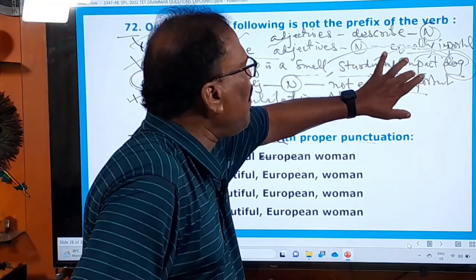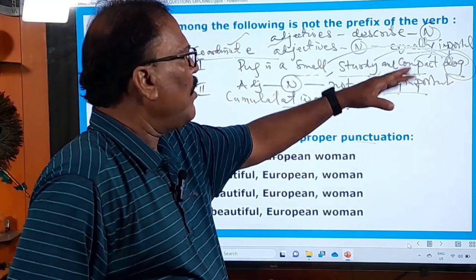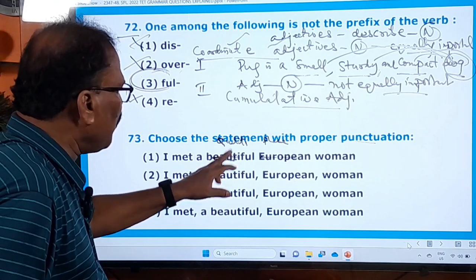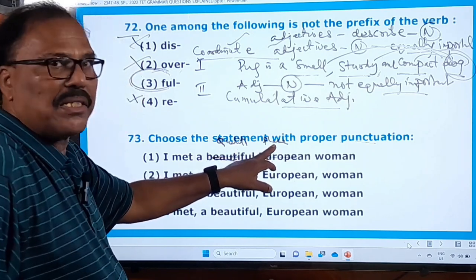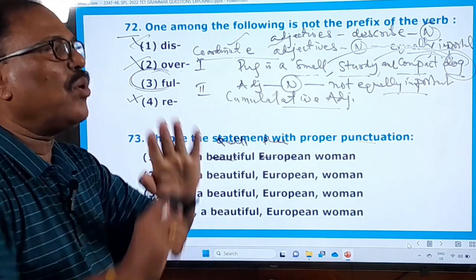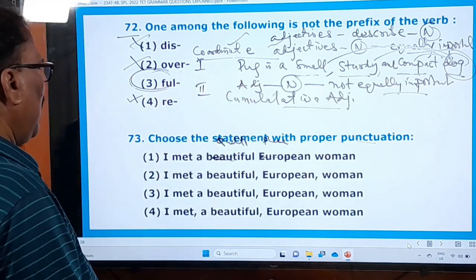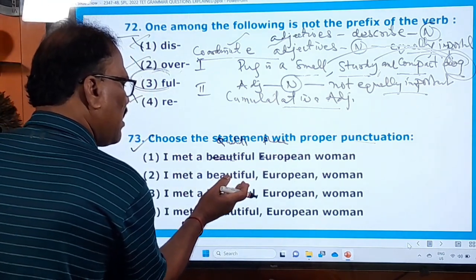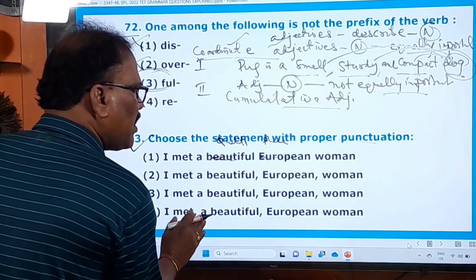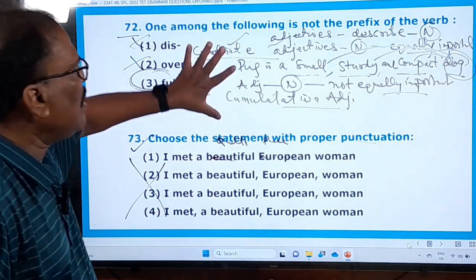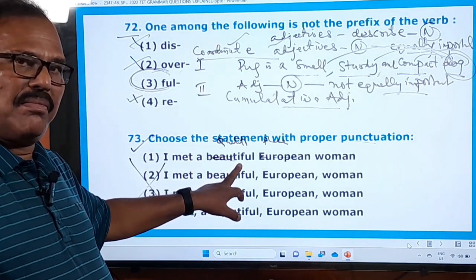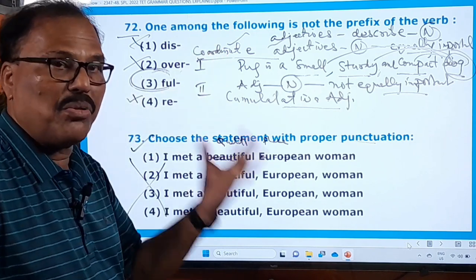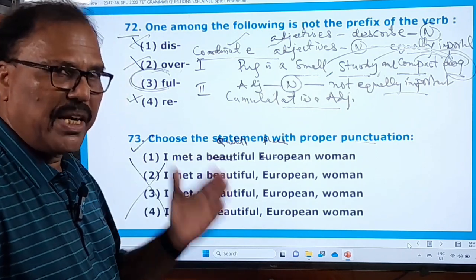Here, small, sturdy, compact are all indicating qualities. Equally important means this. Not equally important means beautiful is indicating the quality, while European is indicating the place. These are not equally important. When that is the case, no comma should be used. So here, I met a beautiful European is the right one. In the second, third and fourth sentences, commas are used, so they are wrong. If you understand this one, you understand that one. This is a very important aspect. Based on this, you may be given more questions in your forthcoming examination, so be careful and on the alert.